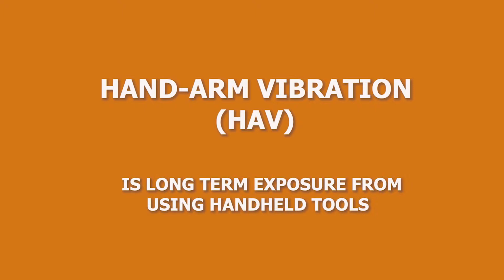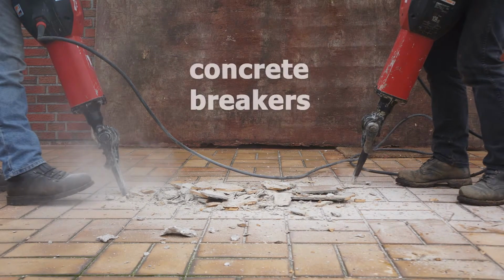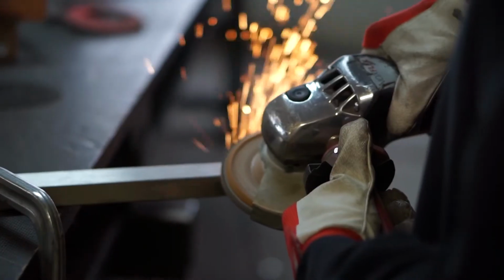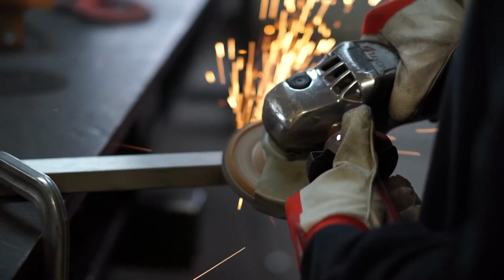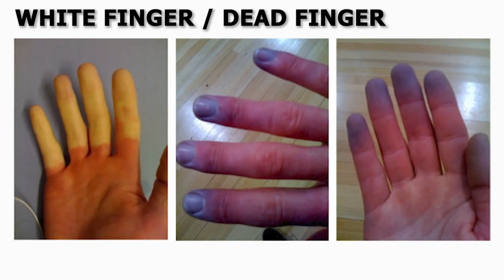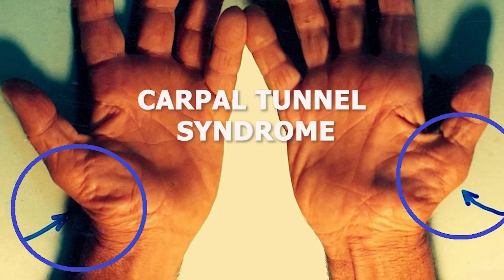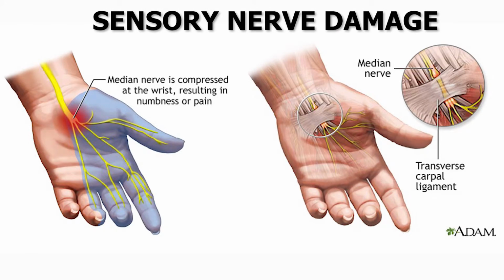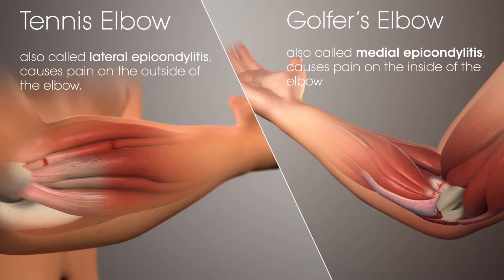Hand-arm vibration is long-term exposure from using handheld tools such as pneumatic tools, for example concrete breakers, chainsaws, grinders, and can cause a range of conditions and diseases. These can include white finger or dead finger, which is damage to hands causing whiteness and pain in the fingers, carpal tunnel syndrome, sensory nerve damage, and muscle and joint damage in the hands and arms, for example tennis elbow.